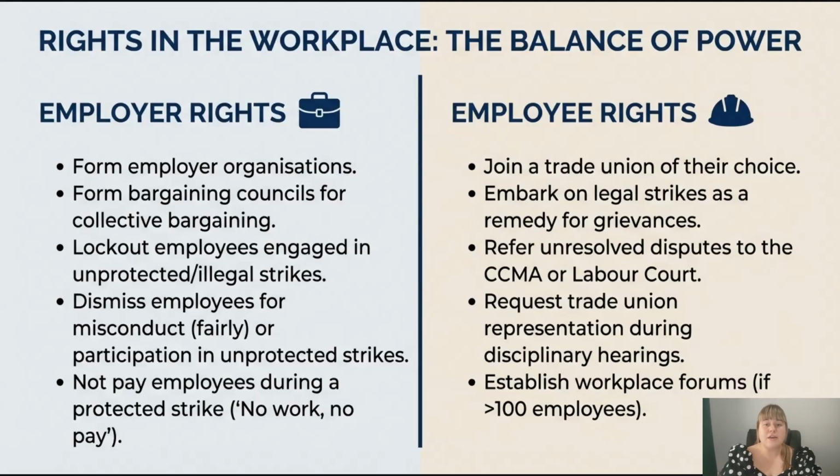So the employer, they're the employer organization, right? So the business. They form bargaining councils for collective bargaining. Their right is to lock out employees who engage in unprotected and illegal strikes. They can dismiss employees for misconduct, which is fairly done. I'm putting that there just so you note that they can dismiss. And there are a few examples of immediate dismissals. Examples of this are theft, and also if you are intoxicated or you come into work drunk, those are immediate dismissal cases, which are fairly done, and you are allowed to do that as an employer.